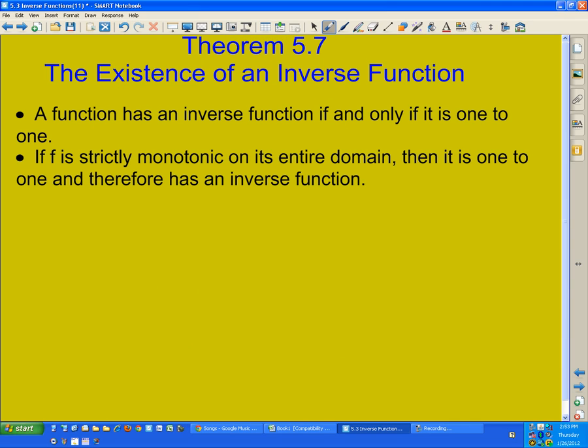So then the next one is just talking about the existence of an inverse function. A function has an inverse function if and only if it is 1-to-1, and if a function is strictly monotonic over its entire domain, then it will be 1-to-1 and therefore have an inverse function. So make sure you get these definitions down. Pause it if you need to.